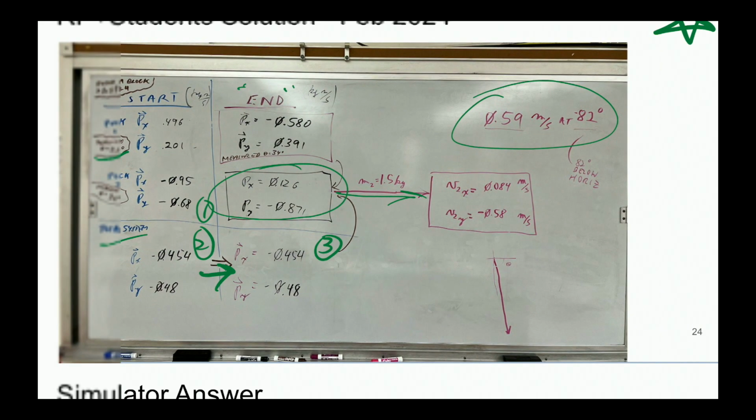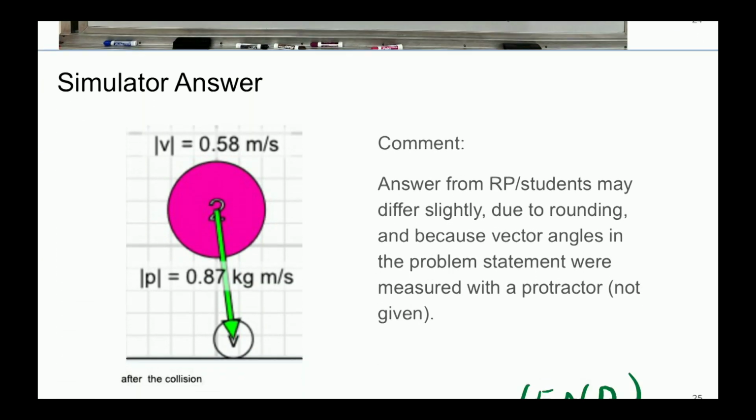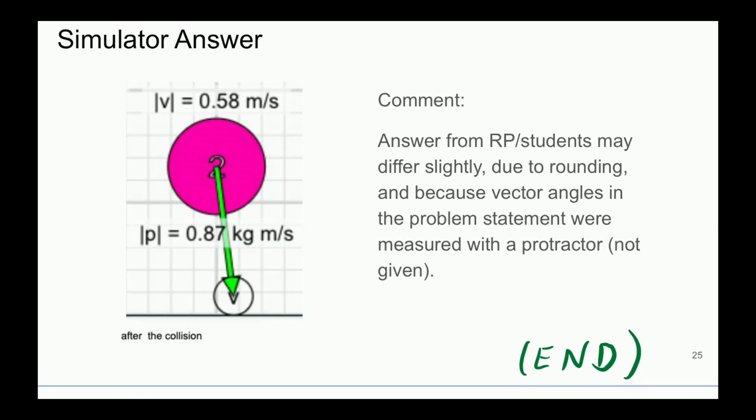I think that is plenty. Here's the answer that the simulator gave us. It's the same as what we calculated. Okay, that is enough about conservation of momentum in 2 dimensions.